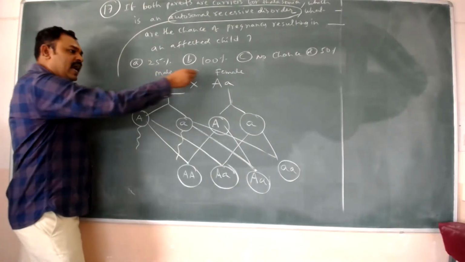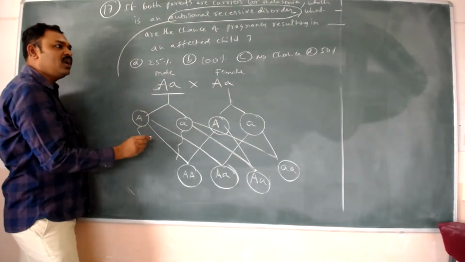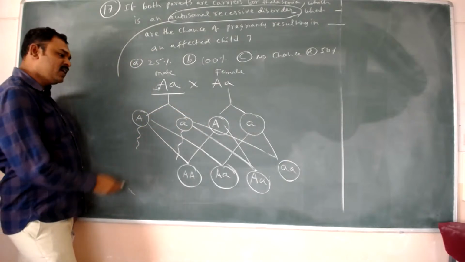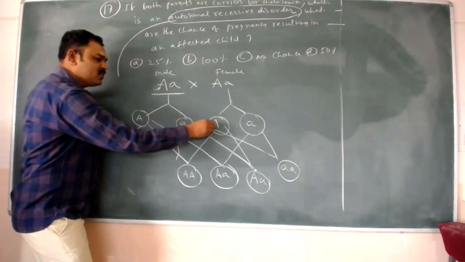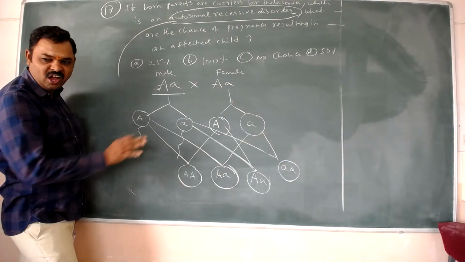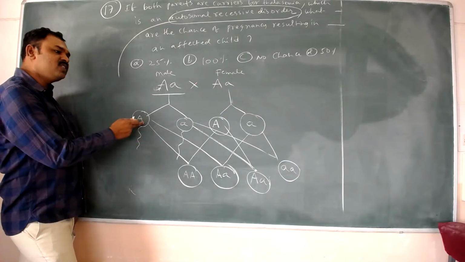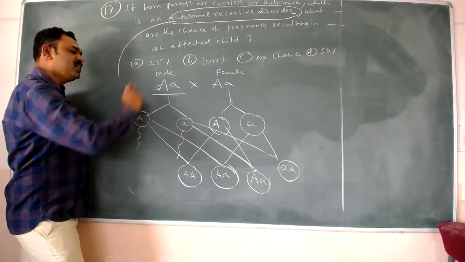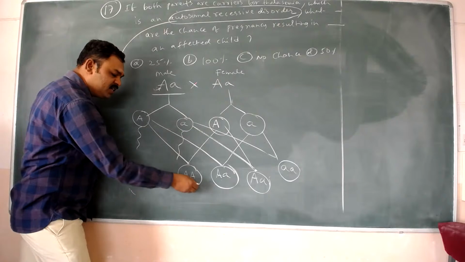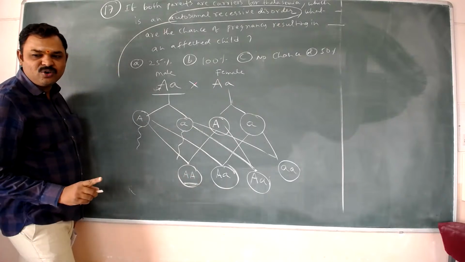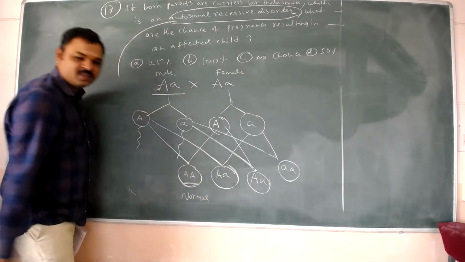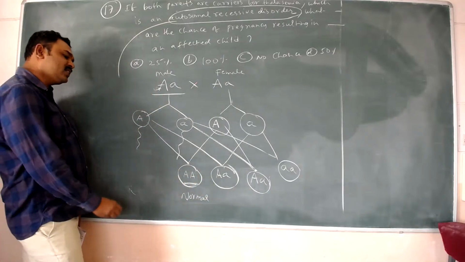Carrier male parent, carrier female parent. If these two are crossed, what is the chance to have thalassemia? Now you see, this is the possibility of sperms, this is the possibility of ova. Then here are the combinations. This sperm may mate with this ova, and the next case may mate with this ova. If it is fused with this ova, what is the configuration? Capital A, capital A. Already I told you, homozygous dominant means a normal individual.